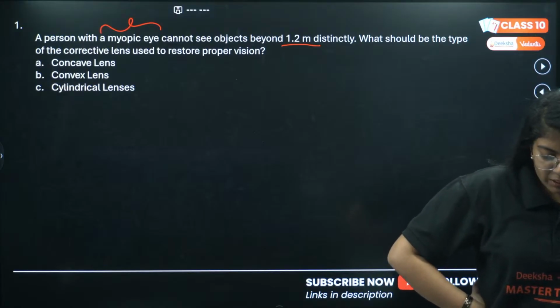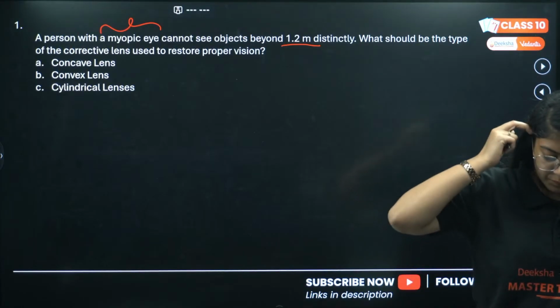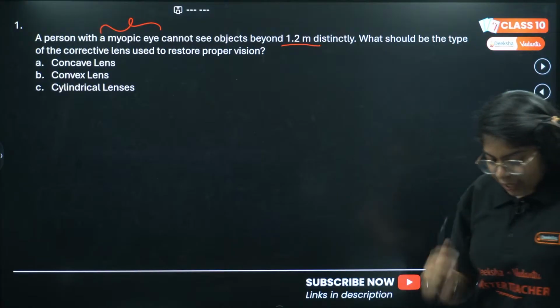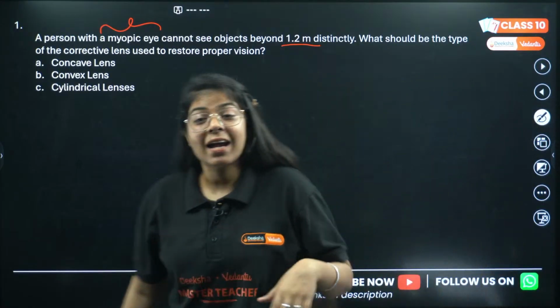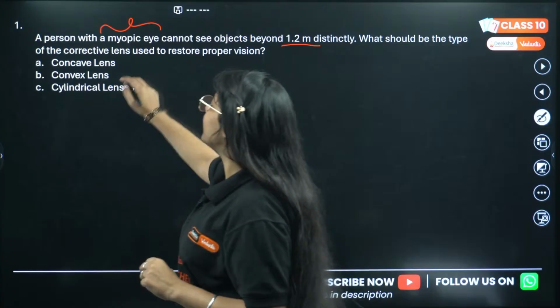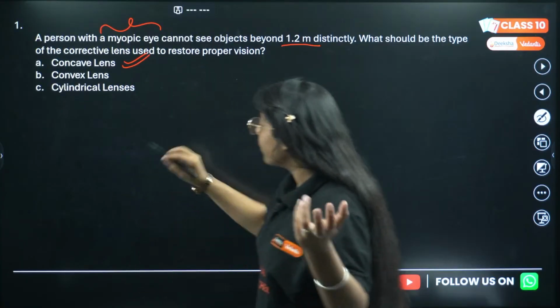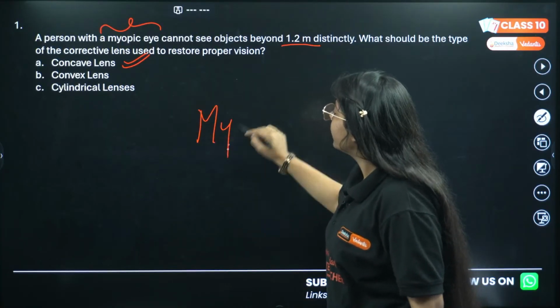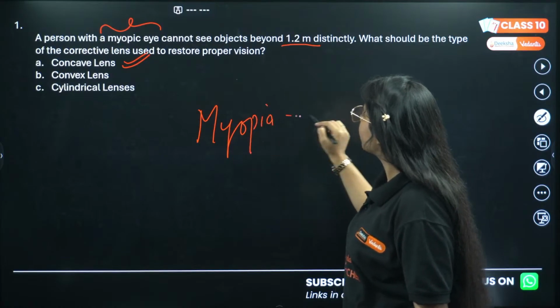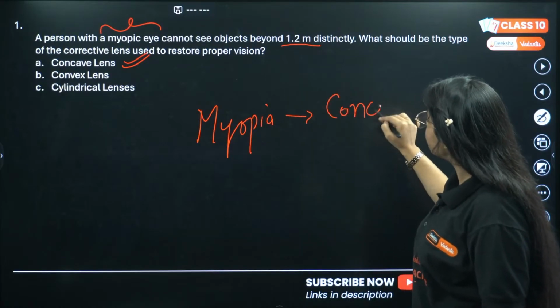Okay, you can do it without pen and paper. A. Okay, a lot of you are saying A, and yes, A is definitely the correct answer. Remember, for myopia we use concave lenses.